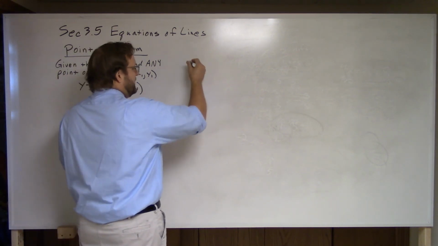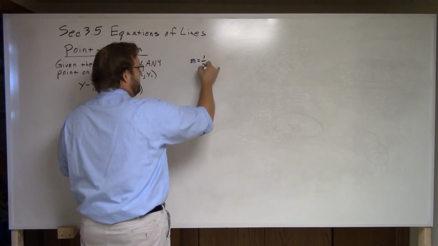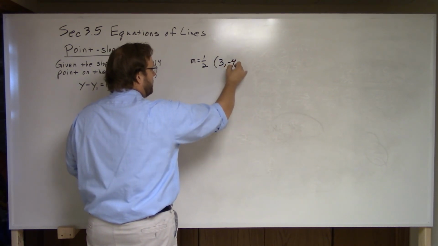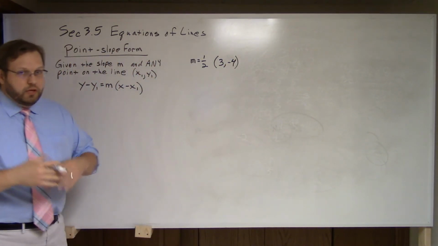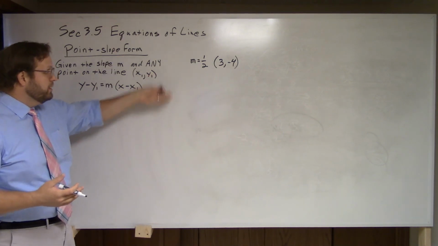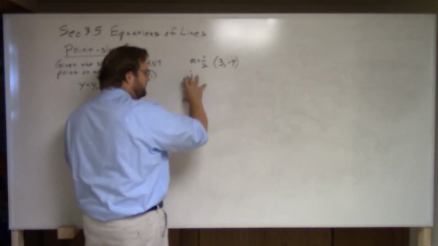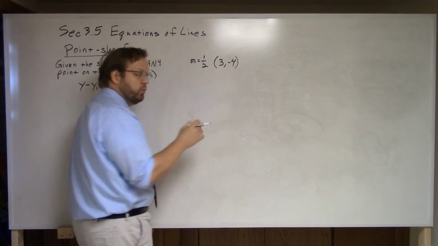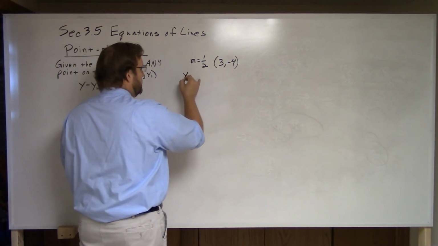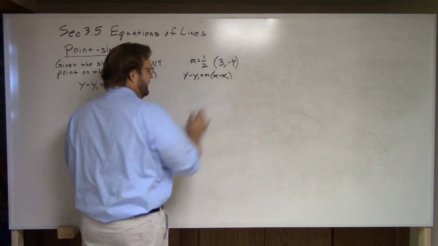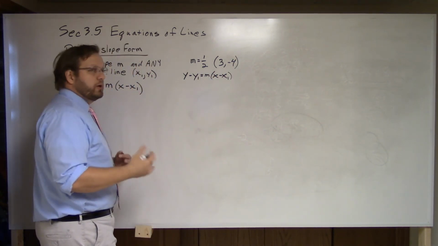Let's say I have a line with a slope of 1/2 and it goes through the point 3, -4. Okay, so that's a line. We've got a slope and then a point 3, -4. Okay, now if we were going point slope form, whenever you're using a formula, write it out so you remember it, and then we're going to plug in.